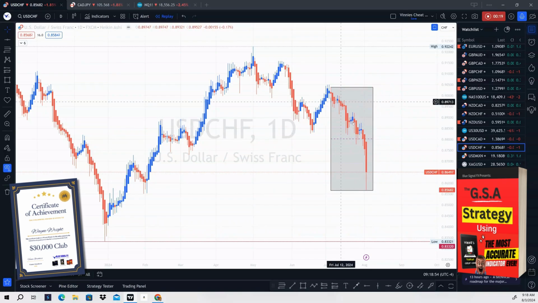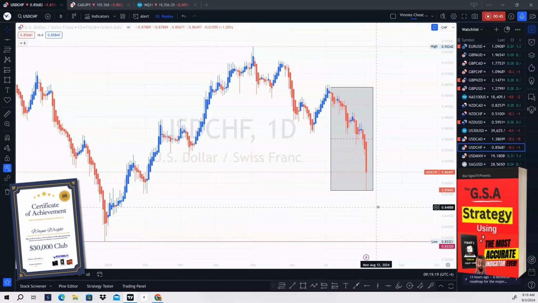We didn't catch this entire move. We caught about 80 pips of this move this week, but I'm sure a majority of the other students caught the entire move. So this move was well over 400 pips, and I'm going to show you how we use the indicator to catch these types of moves.